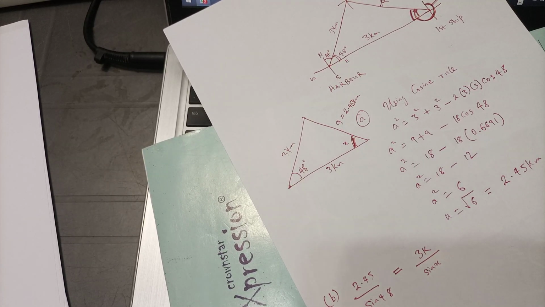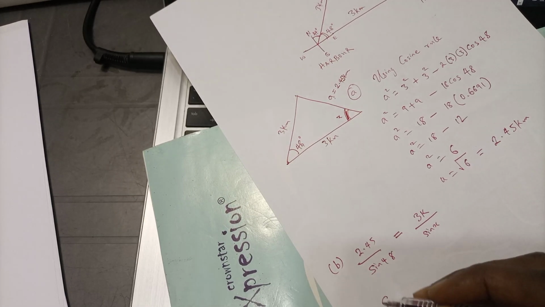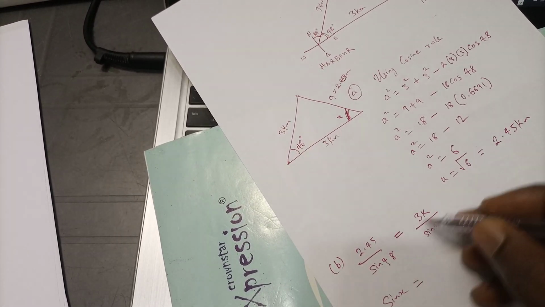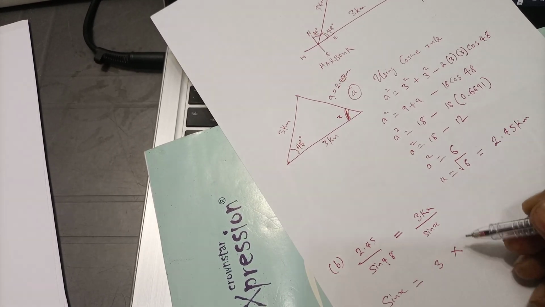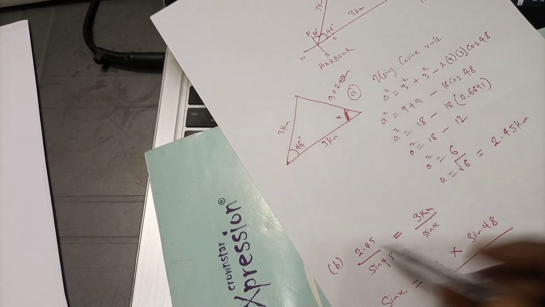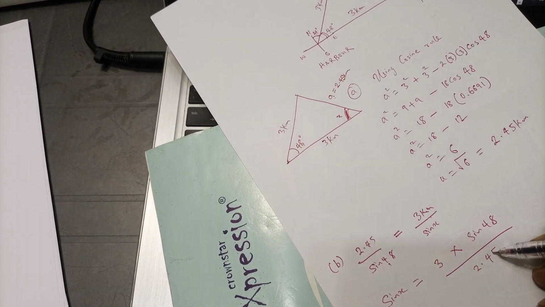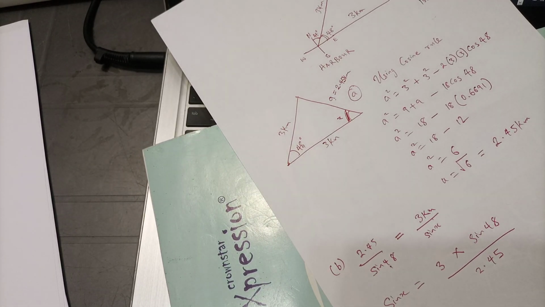Okay, I need the calculator again. If you cross multiply, you see that sine S will give us 3 times sine 48 over 2.45. Okay, my calculator is in my phone right now. What should I do?